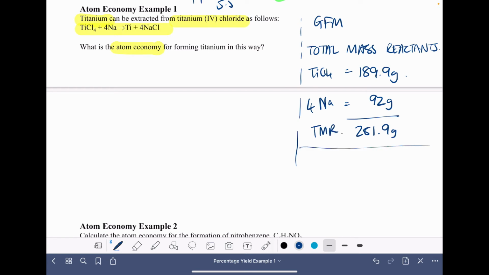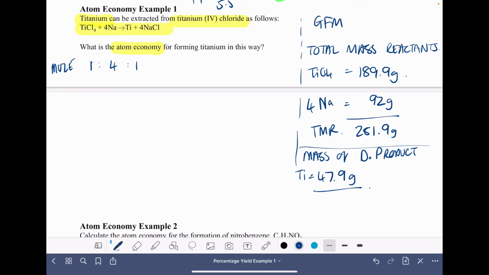Then we've got the mass of desired product. Now, in this example, the desired product is titanium, and we have 1 mole from our balanced equation. So the titanium is 47.9 grams. Okay, so from our balanced equation, the mole ratio is that 1 mole of titanium chloride reacts with 4 moles of sodium to give 1 mole of titanium.